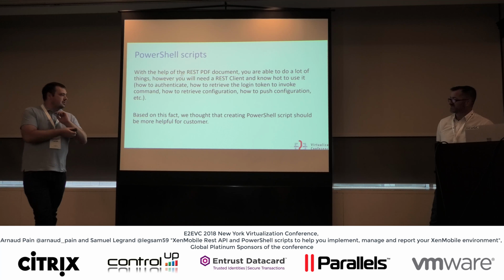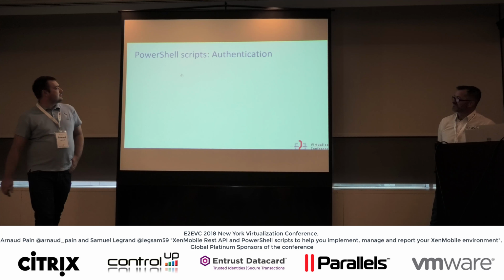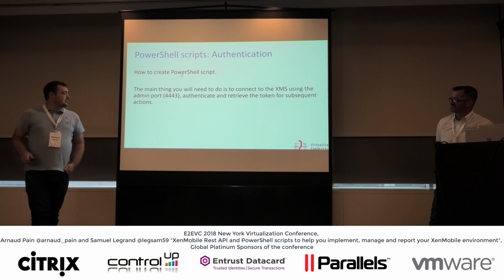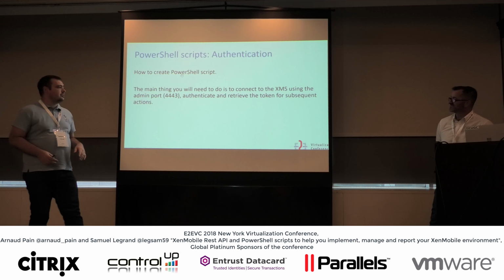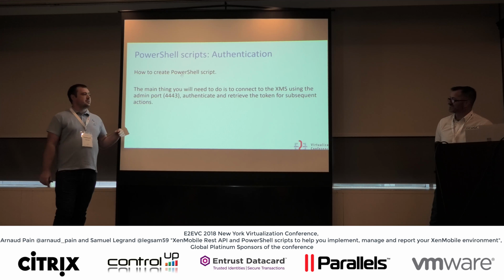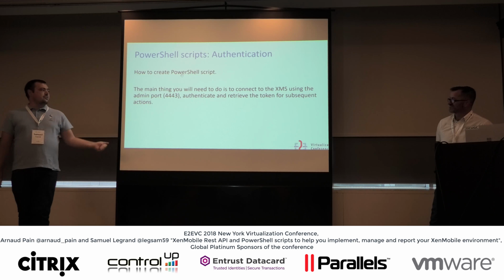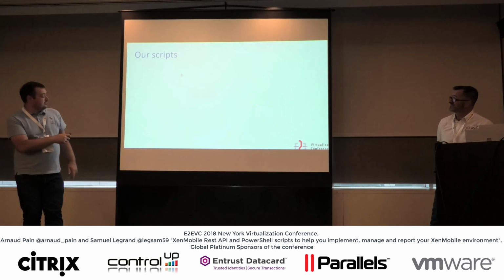So based on these facts, creating a PowerShell script could be really interesting. So we decided to try to do it, and it seems that it's helpful for a lot of customers. So the first part is authentication. As I already mentioned, the default port 443 is not the right one to connect to the XMS service. So it's 4443. The first thing is you need to authenticate and retrieve the token.